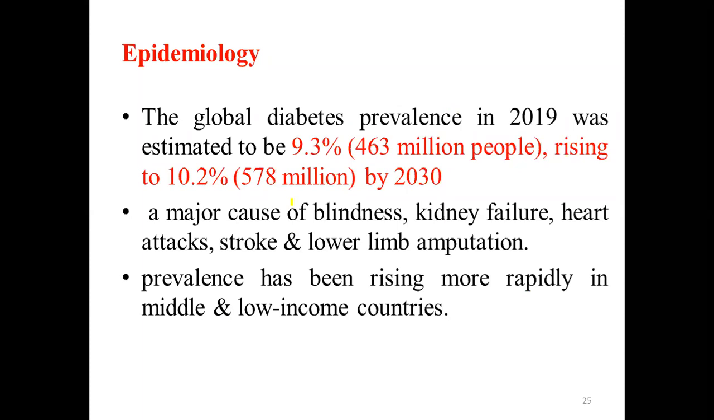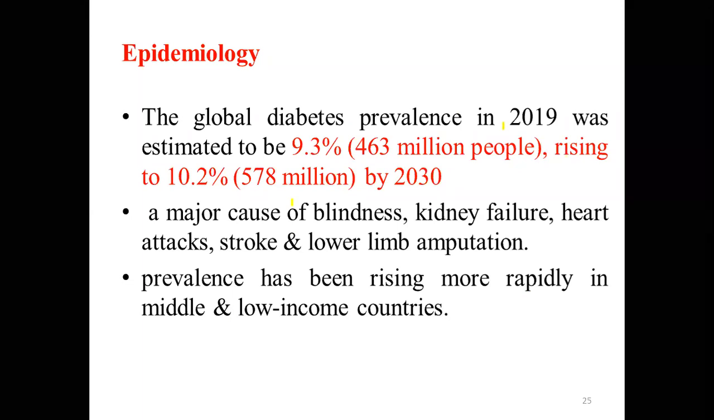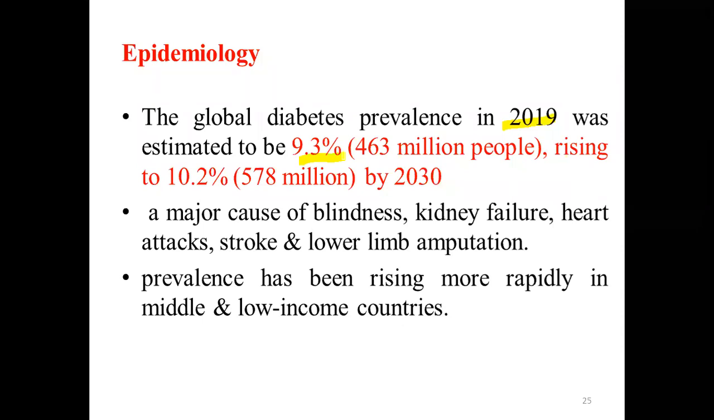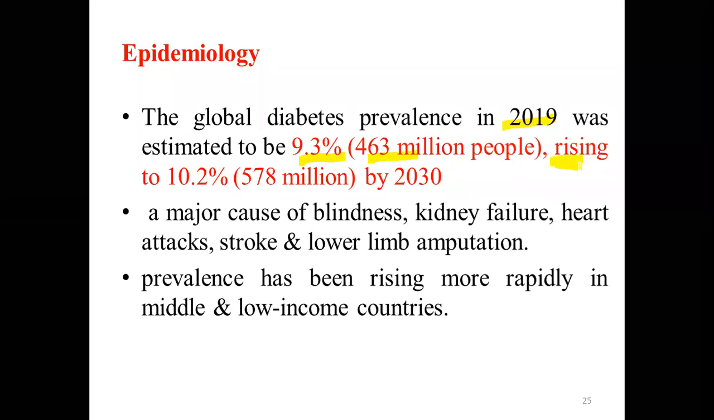So having said this much, now let me take you through the epidemiology of DM. Remember, the global diabetes prevalence in 2019 was estimated to be 9.3%. That is equivalent to 463 million people. So you can imagine, as of last year's report, this number of people had DM globally. According to the global report, this number is estimated to reach 578 million by the year 2030, which is not very far.